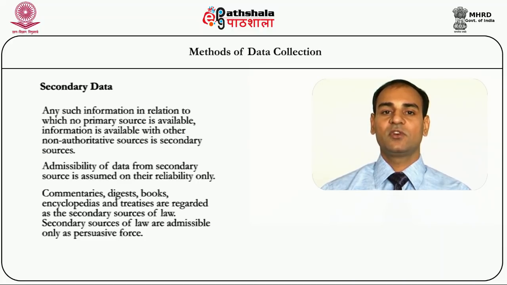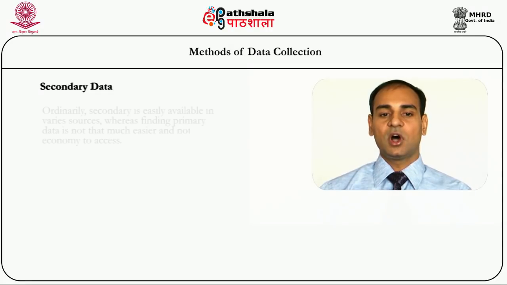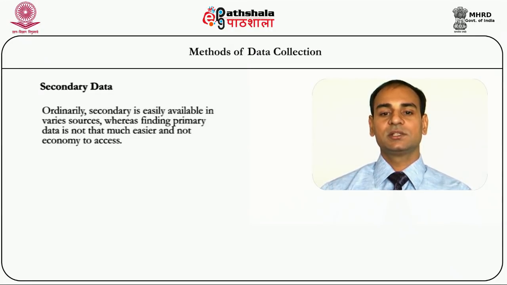And secondary source of law is not authoritative, it is only of persuasive nature. Any information which is of persuasive nature can be considered for the research, but after keen and due investigation as to its truthfulness, reliability and validity. Ordinarily, secondary source is used where finding primary data is not easy and not economic to access.